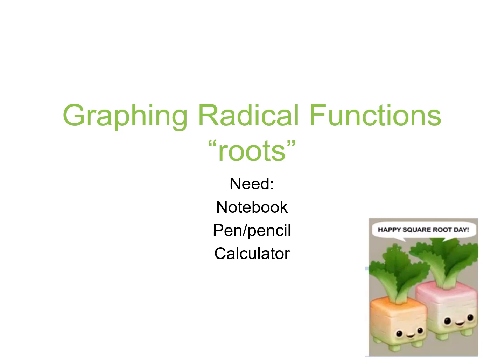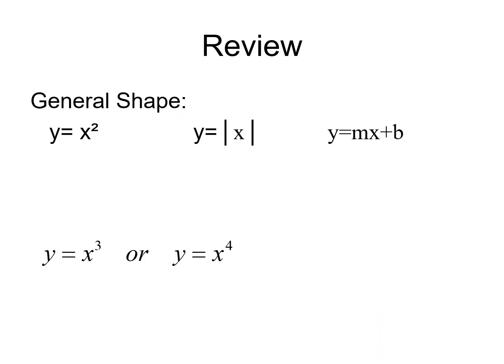So let's get started. On this slide, it's not necessarily all review, but maybe a little bit of review and a little bit of new stuff. We're just going to talk about the general shape of what it looks like when we graph functions like x squared. If you remember when we graphed our x squared functions, this is when we got our parabola looking shapes, or our u's. When we talk about our absolute value functions, again, we can't have anything negative come out of it, so this would be our v functions.